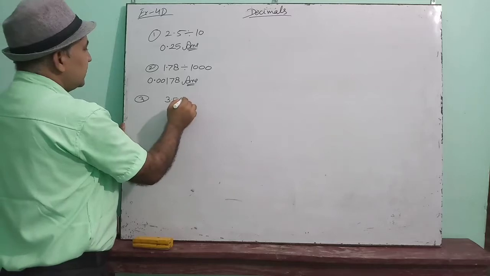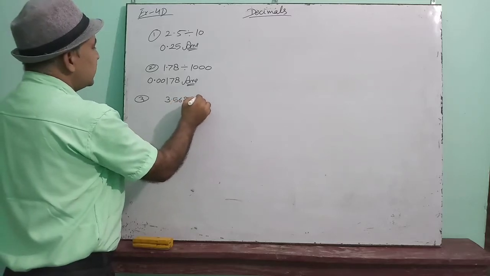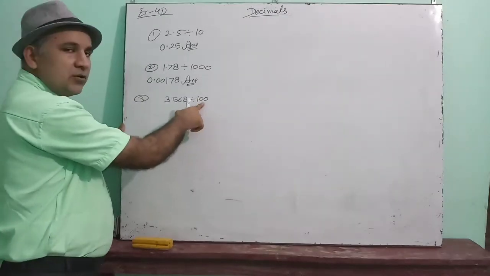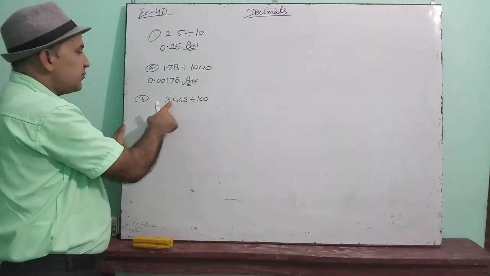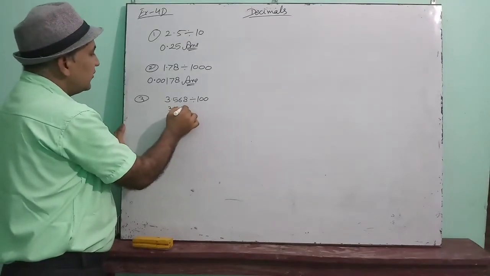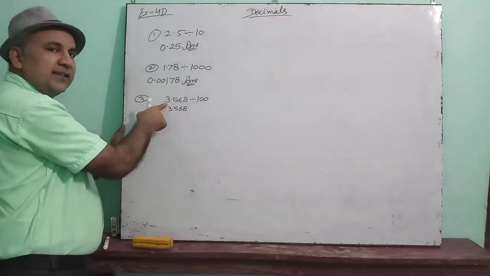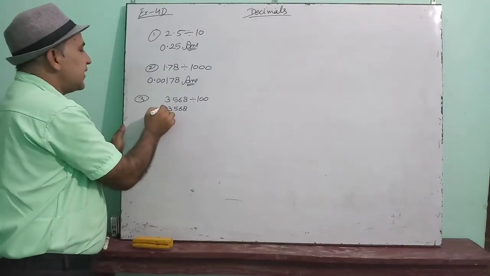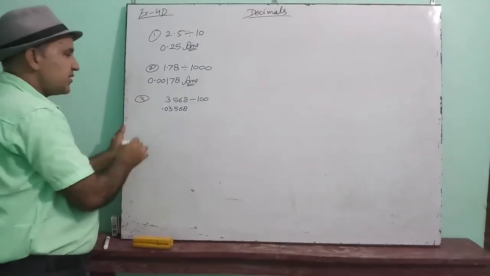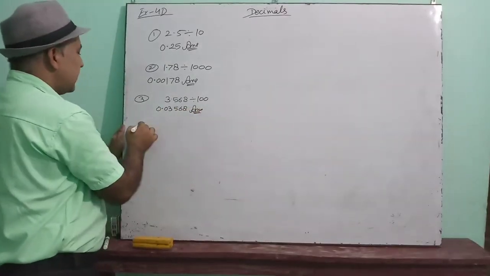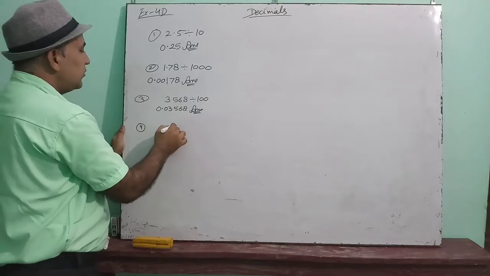3.568 is divided by 100. There are 2 zeros in the 100. So the decimal will shift 2 digits left-hand side. See this one. Before the decimal there is 1 digit only on the left-hand side. So 1 zero you will add by your side. Is this clear? Now put here 0 and that will be your answer. Any doubt?